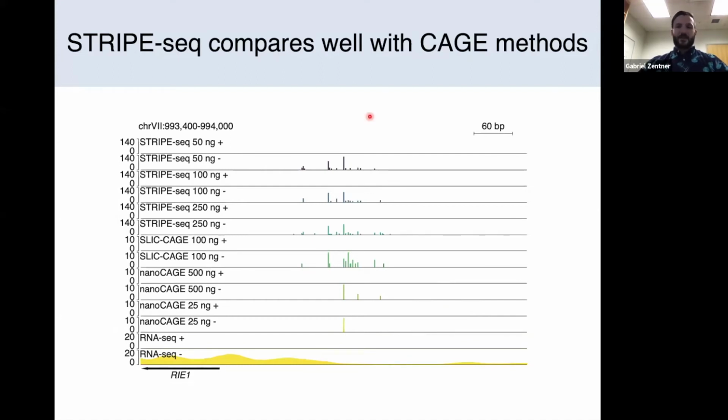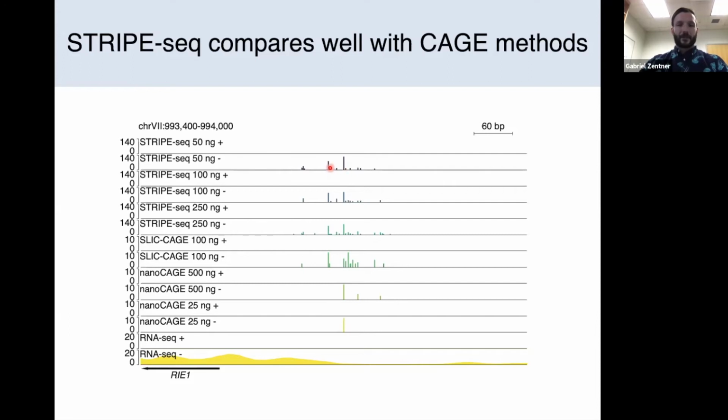So I mentioned there are many iterations of cap analysis of gene expression, or CAGE, that are treated as the gold standards for TSS mapping. So naturally we wanted to compare STRIPE-seq to these various CAGE approaches. This is a very simplistic summary of the more rigorous analysis we did, but what I want you to focus on is that in the STRIPE-seq signal, we have a couple of very strong positions here, and then dispersed weaker positions flanking them and between them.